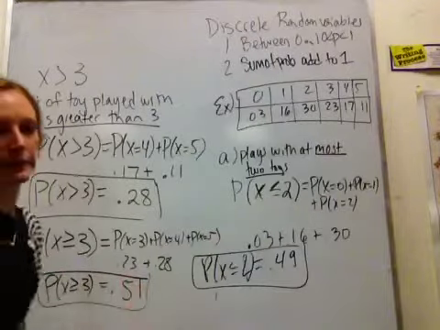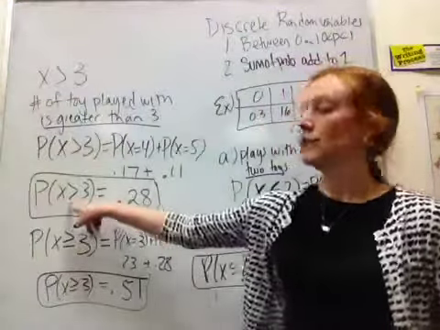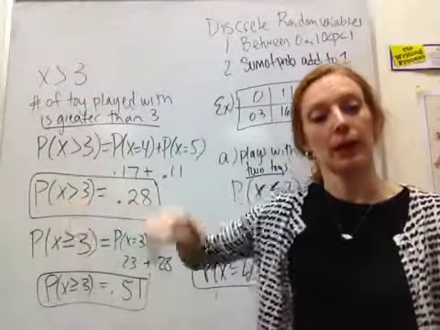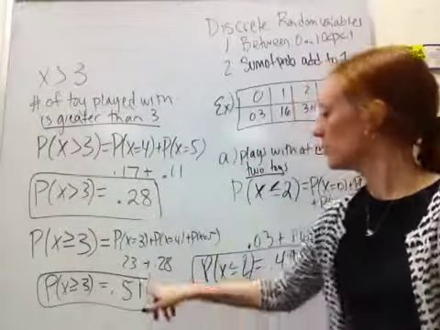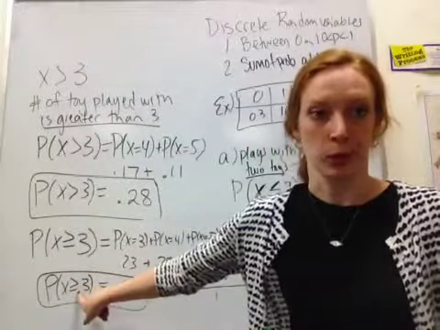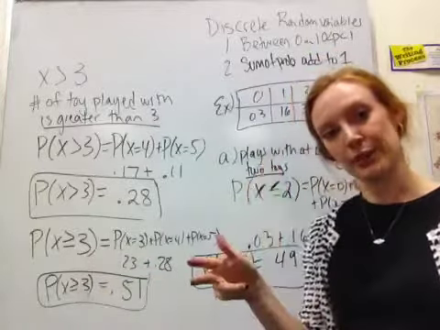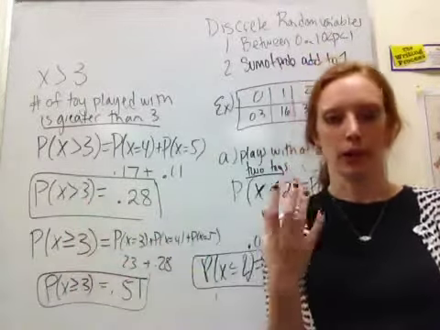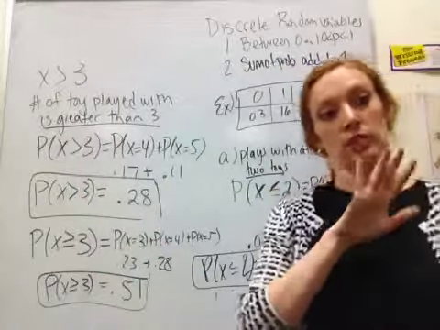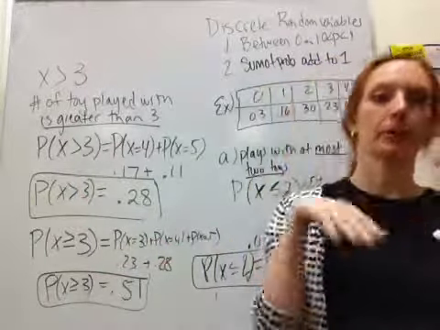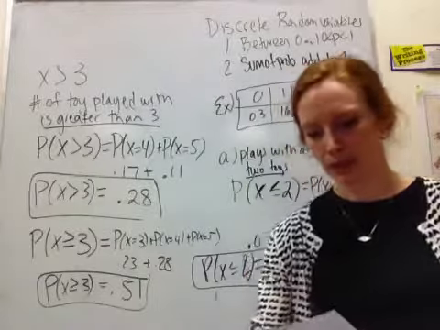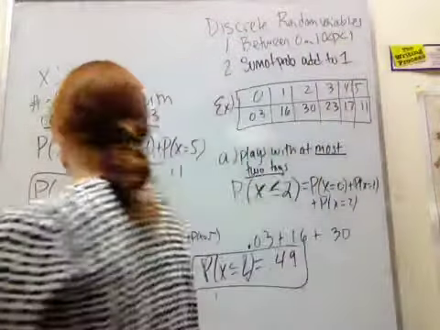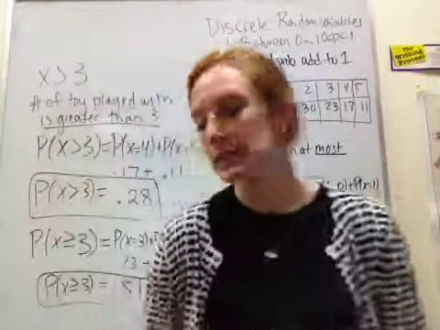So notice how important that inequality is, right? This is more than 3 toys, so that would be 4 or 5 toys. Well, this one is 3 or more toys, meaning 3, 4, or 5 toys. So that indication, that probability sign, that inequality, is really important. Is it just greater than, just less than, or is it greater than or equal to, or less than or equal to? All right, that is different than continuous probabilities.